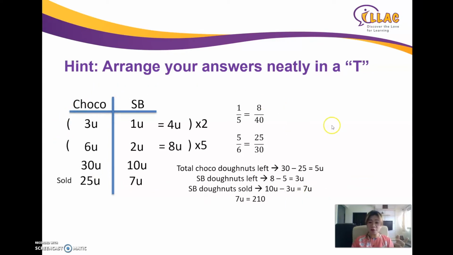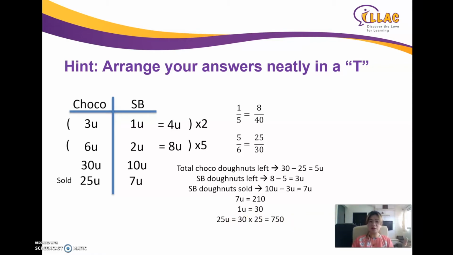Therefore, everything that we have been working towards is to understand how many units is this 210. And once we get that, voila, we can solve the questions already. Okay, 7 units equals to 210. Find 1 unit. That's always the next step. Find 1 unit. So 1 unit is 30. 1 unit of strawberry is 30. Therefore, this 25 units will be 30 times 25, which is 750 chocolate donuts.